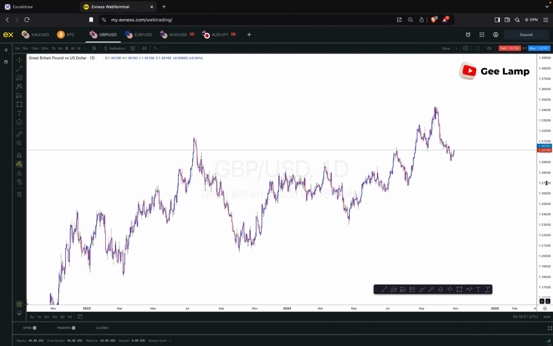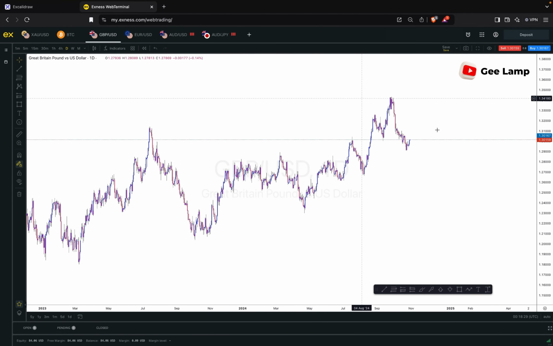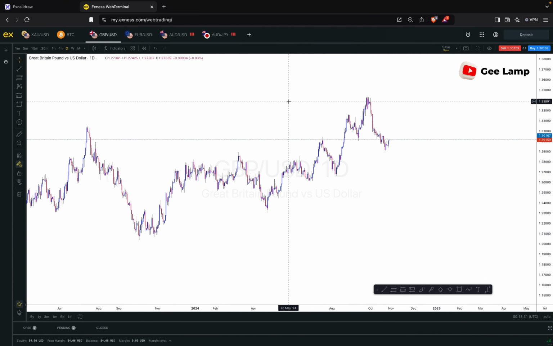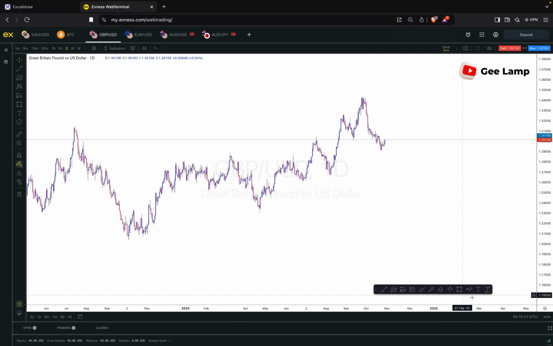All right, so this is the pound USD pair. All right, so in a daily time frame, we can also clearly tell that market is moving in an uptrend. So we have this high, this low, this high, this low, this high, this low, this high. All right, so it's all about taking advantage of the impulse move and the retracement move.